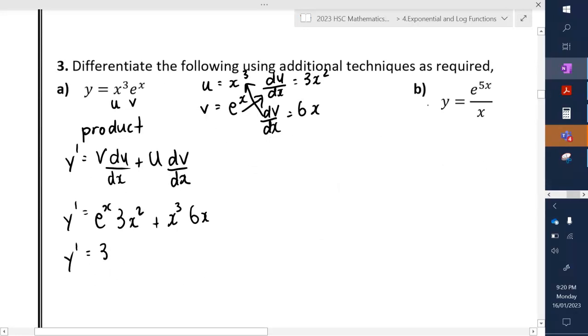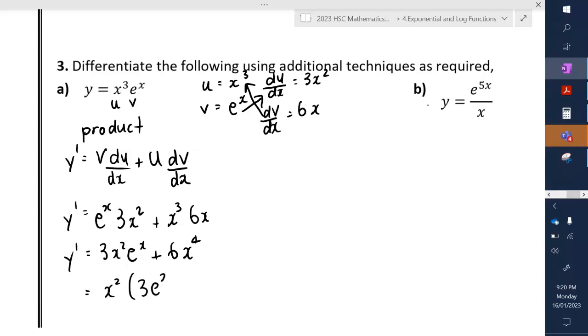Let's neaten that up a little bit. Y dash is going to be 3x squared e to the x plus 6x to the power of 4, which we could actually factorize and pull out an x squared. So we get 3e to the x, or actually we can pull out a 3x squared. Let's neaten that up again. Pulling out a 3x squared, we get e to the x plus 2x squared as our answer.